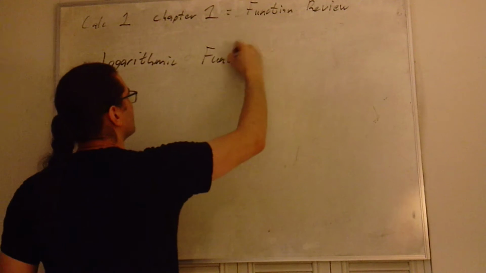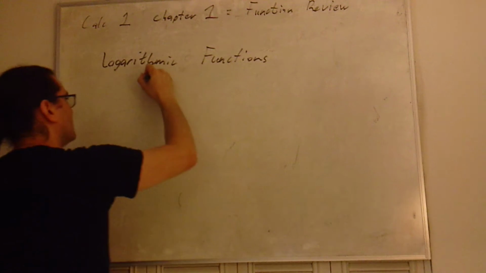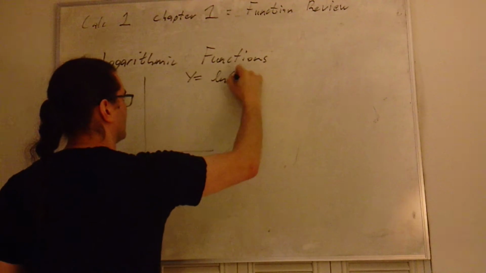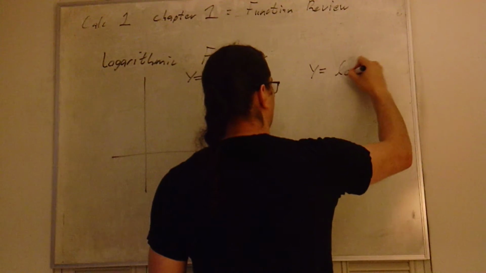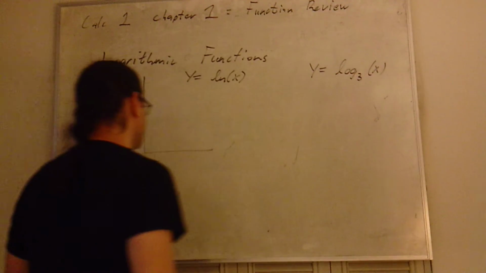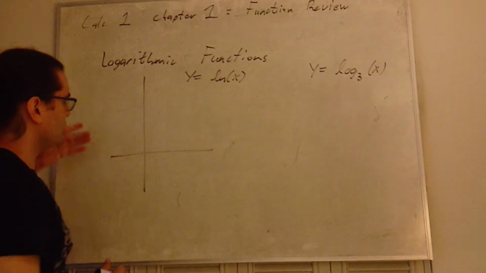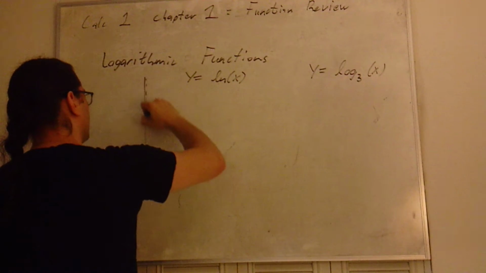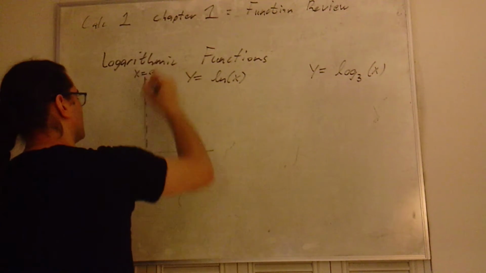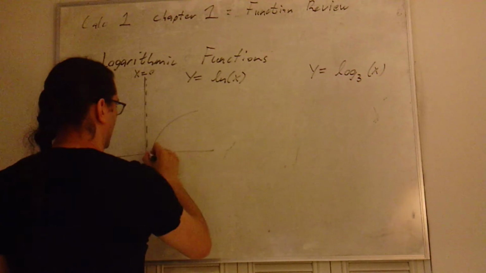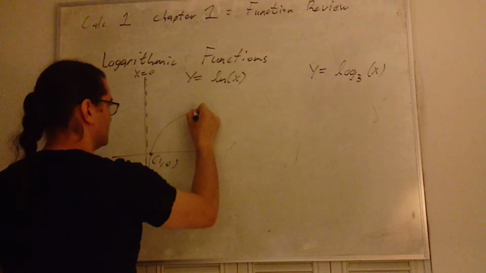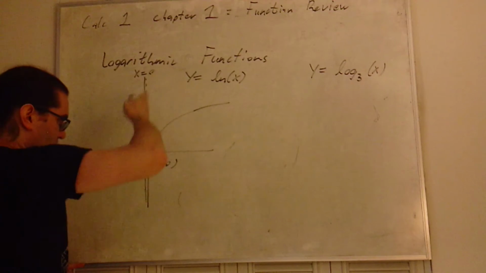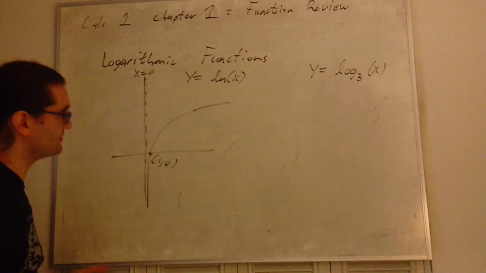Logarithmic functions look like y equals the natural log of x, or y equals the log base 3 of x, something like this. They look like exponential functions that have been flipped sideways. So they have vertical asymptotes at x equals 0 and intercepts at (1, 0). And instead of being flat back here and swooping up, they are vertical-ish over here and swoop sideways.